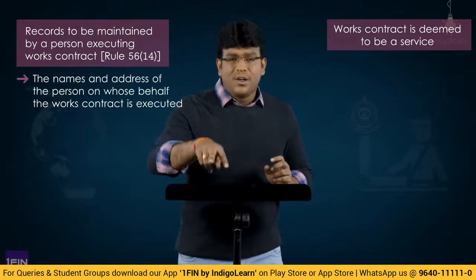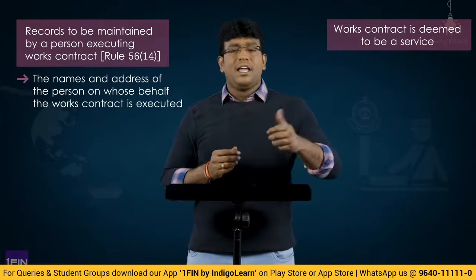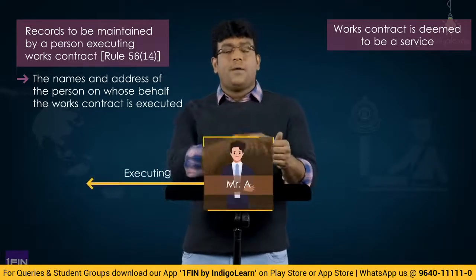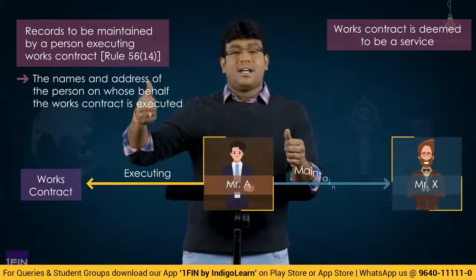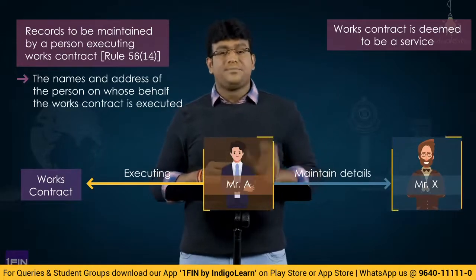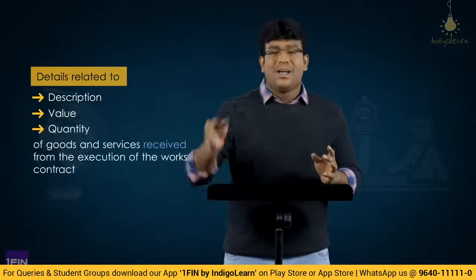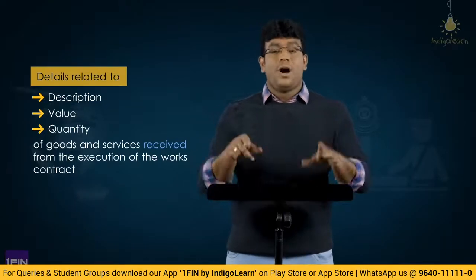Number one, he should maintain the names and address of the person on behalf of whom the works contract is executed. So for example, if Mr. A is executing a works contract on behalf of Mr. X, now A should maintain the names and address of Mr. X and also other persons on whose behalf the works contract is executed. Then the person executing the works contract should also maintain details related to description, quantity and value of the goods as well as services which have been received in relation to execution of the works contract.